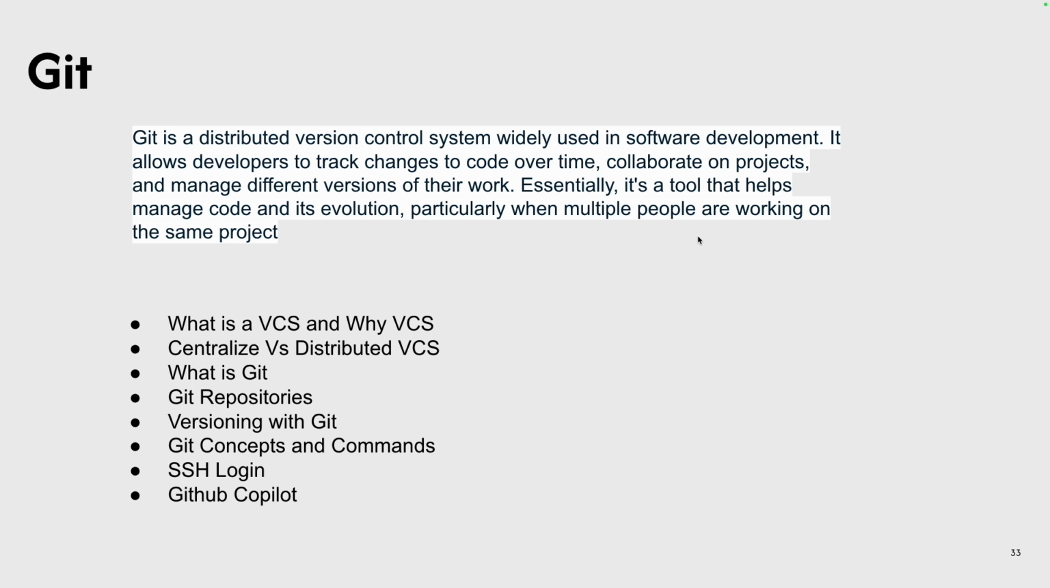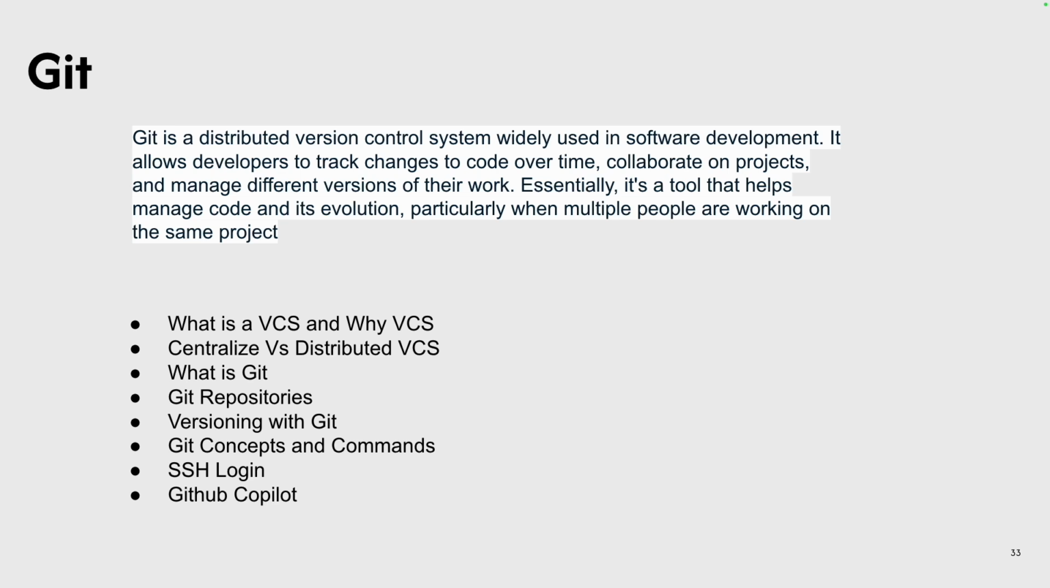So Git. Looking at the definition, Git is a distributed version control system widely used in software development. It allows developers to track changes to code over time, collaborate on projects, and manage different versions of their work. Essentially, it's a tool that helps manage code and its evolution, particularly when multiple programmers are working on the same project.